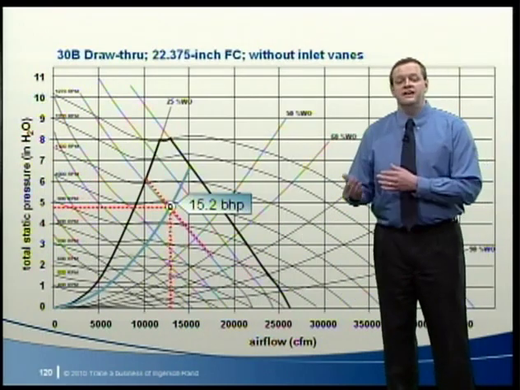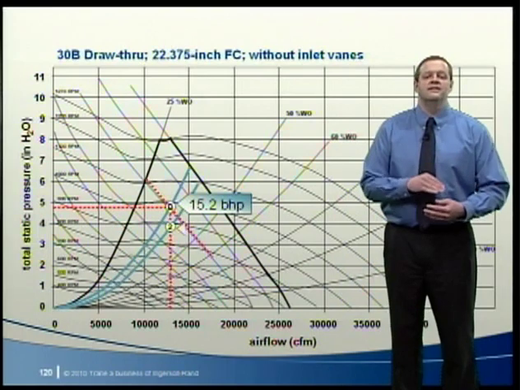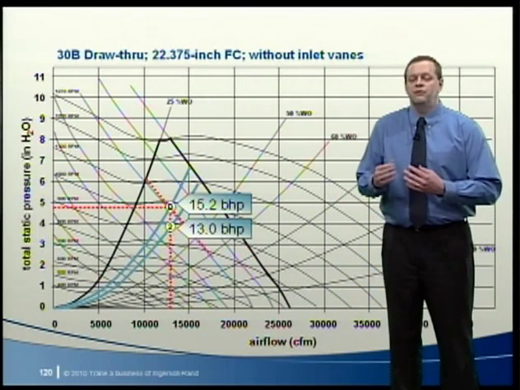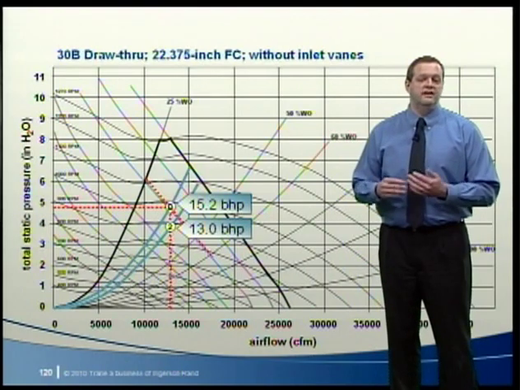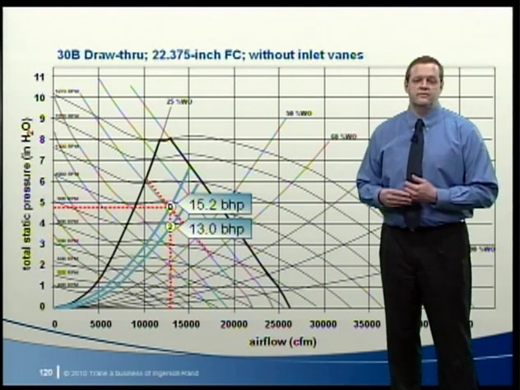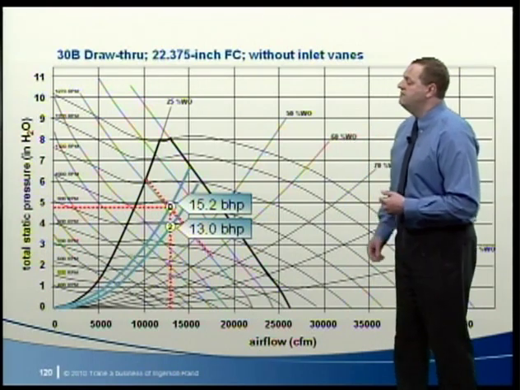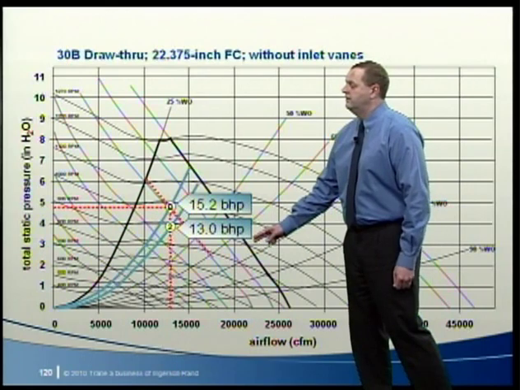Now, instead of selecting a different fan, what if we keep the same FC fan but design the system to reduce airside pressure losses by 20%? Maybe by using low loss duct fittings or selecting a slightly larger air handling unit, for example. In this case, the same FC fan would require only 13 horsepower.